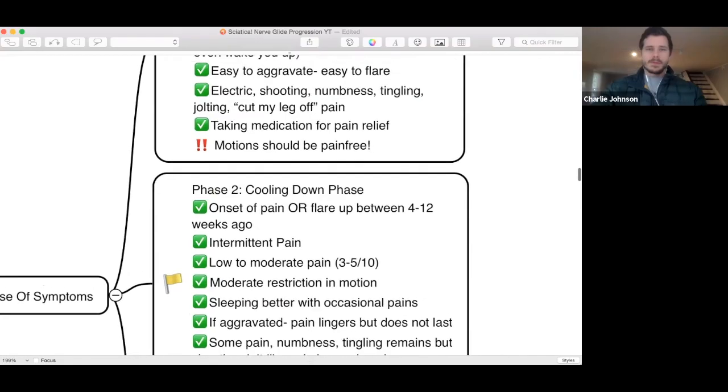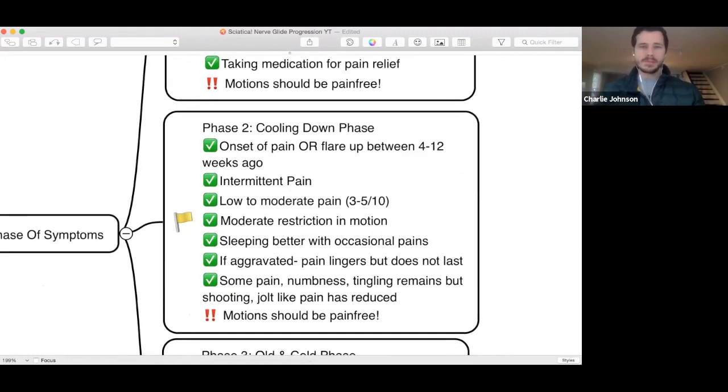Too much, too fast. Phase 2, cooling down phase. So onset of pain or flare-up between 4 to 12 weeks ago. Intermittent pain, low to moderate pain, 3 to 5 out of 10. So it's calming down a little bit.